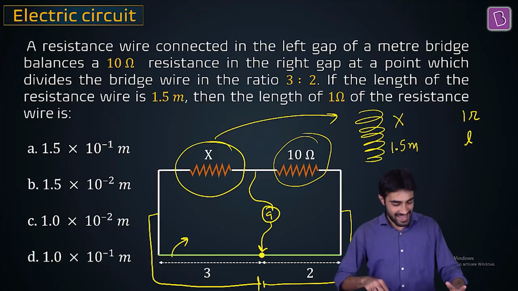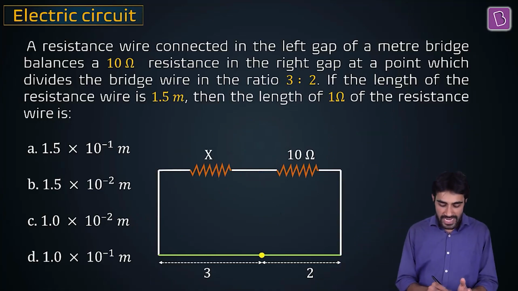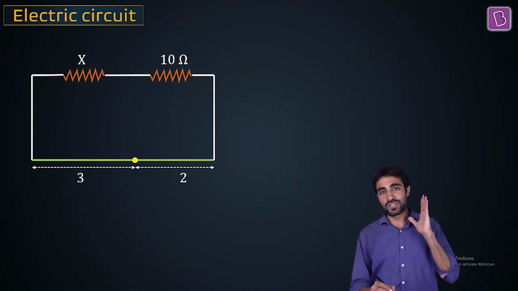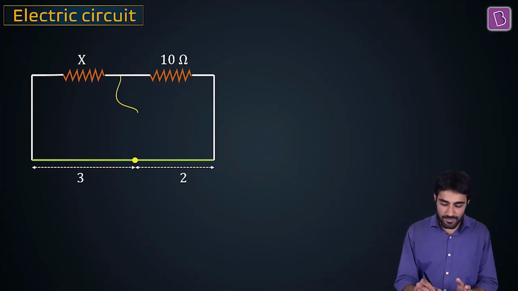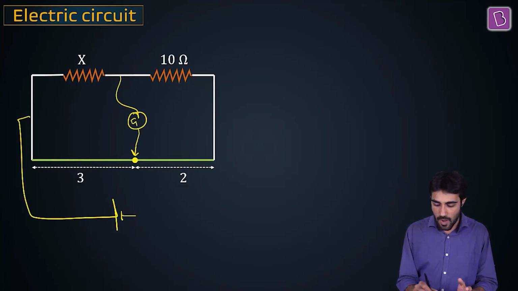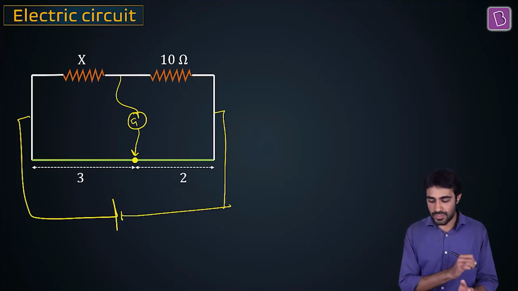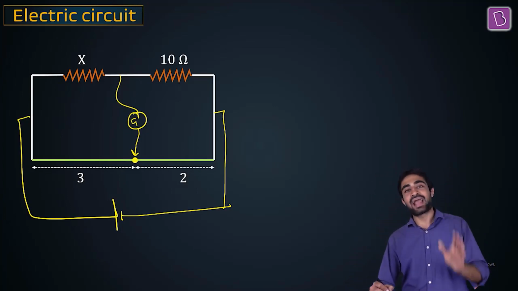Now this question will be solved in two parts. In the first part, we will balance out this meter bridge and find the value of X. In the second part, we will find out what the length is. Now we do the calculations for finding X.